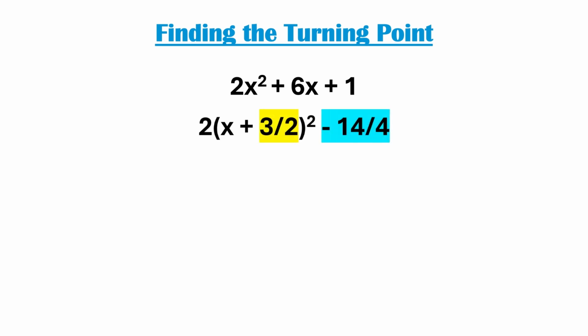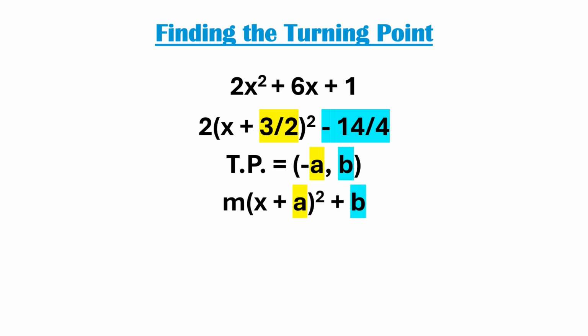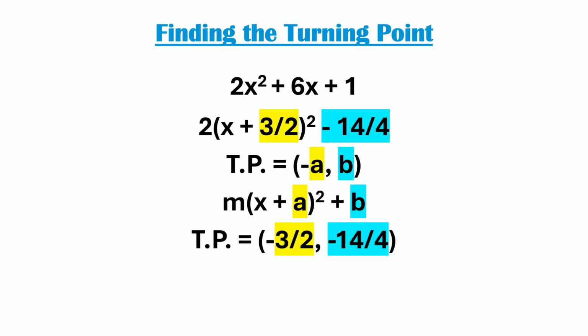Now finally, to find the turning point using completing the square, you need to do something a little bit different. So here's the same example, here's what we worked it out as, but you will see that some parts are highlighted. The turning point is always negative a, b, and that's the x and y terms. So in this case, a is 3 over 2 and b is negative 14 over 4. And you just substitute those in to get minus 3 over 2 and minus 14 over 4.